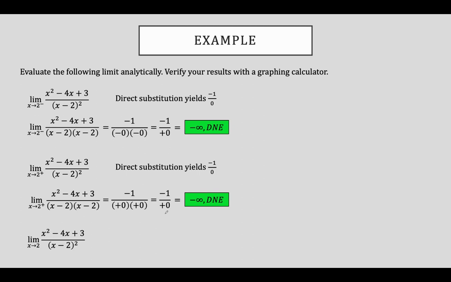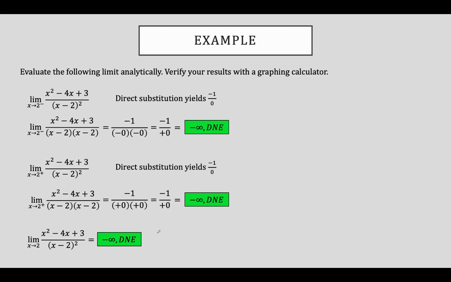And now that we have evaluated both the left and the right side limits of 2, we can evaluate the general limit, the limit as x approaches 2 of x squared minus 4x plus 3 divided by x minus 2 quantity squared. Well, the left and the right limits were both negative infinity. If the left and right limits equal each other, then that is our answer for the general limit. Negative infinity, comma, DNE.